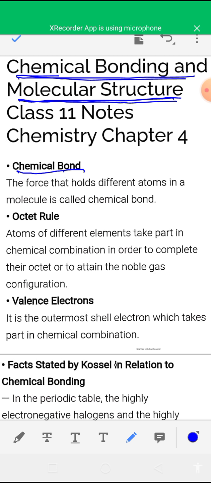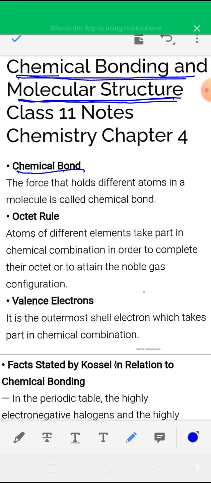You know, in nature almost 118 elements are found, and out of these 118 elements, except noble gases or inert gases, all the other elements are reactive in nature to some extent. Some elements are highly reactive, some are moderately reactive. That is, they are unstable, and for their stability they form chemical bonds among themselves. So first you have to know what is a chemical bond. It is a force of attraction that holds different atoms in a molecule.